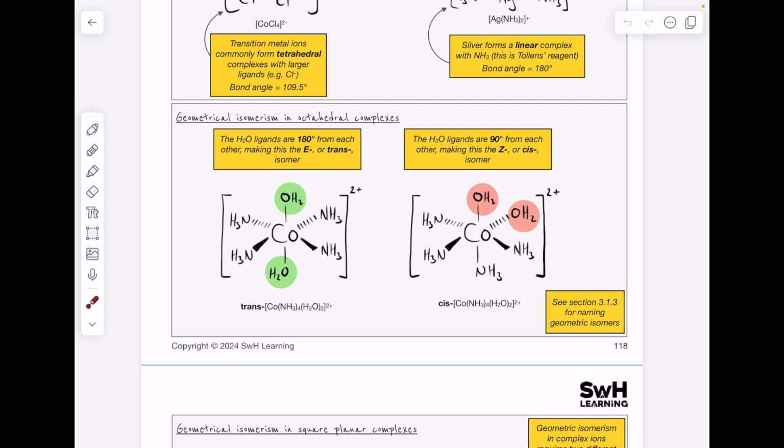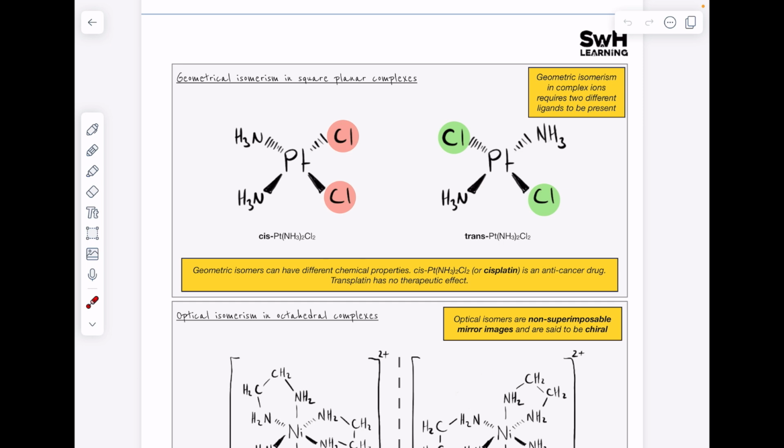Remember, we learned when we looked at isomerism, this indicates that these are trans isomers, or E. They are enemies, they are on opposite sides. In this case, the water molecules are next to each other. They are on the same side, so they are Z or cis isomers, whichever you prefer.